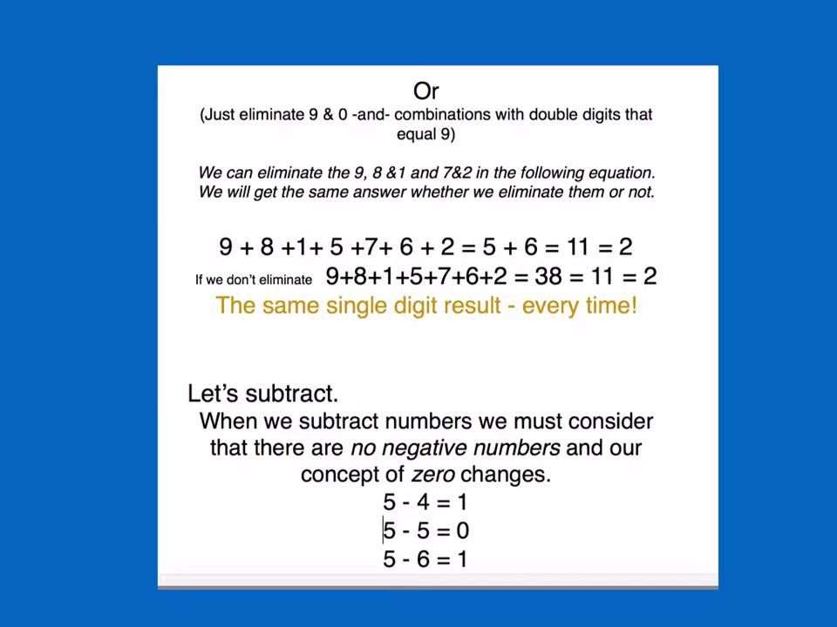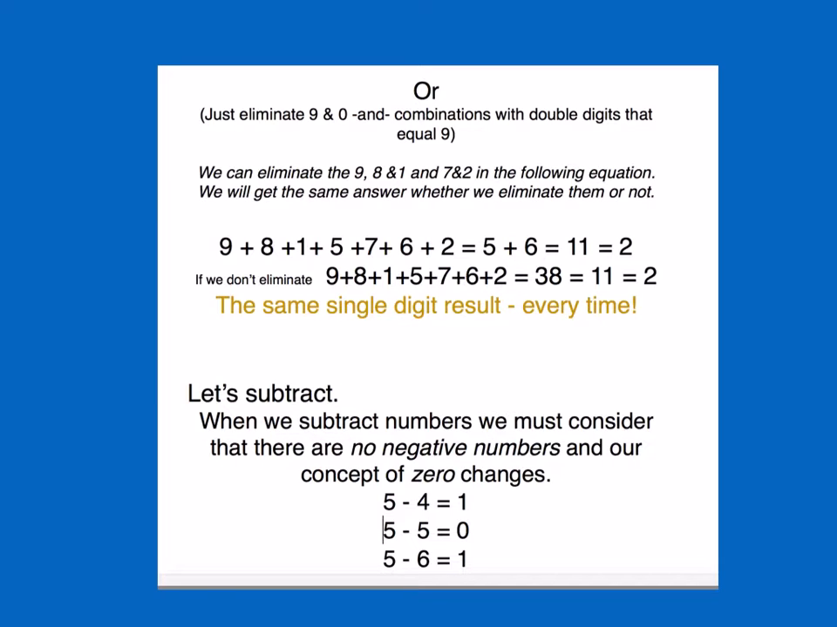So we can not only eliminate the 9s in every equation, but here's the first peculiarity. We can eliminate any 2 digits that equal 9: 8 and 1, 7 and 2, 3 and 6, 4 and 5. In this equation, 9 plus 8 plus 1 plus 5 plus 7 plus 6 plus 2, we can take out the 9, the 8 and 1, the 7 and the 2, and all we have left is 5 and 6, and that equals 11. 1 and 1 is 2.